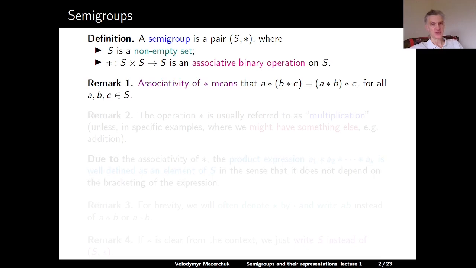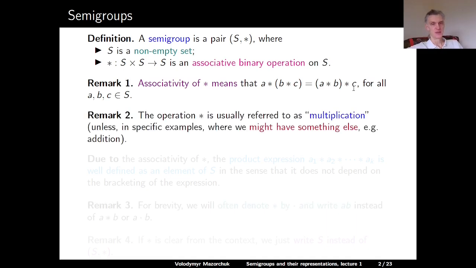Remark 1. Associativity of this operation means that for all elements A, B and C in S, taking the operation between A and the outcome of the operation applied to B and C, we will get the same outcome as we get when we take the operation for the outcome of the operation applied to A and B, and then with C. Remark 2. This operation asterisk is usually referred to as multiplication.